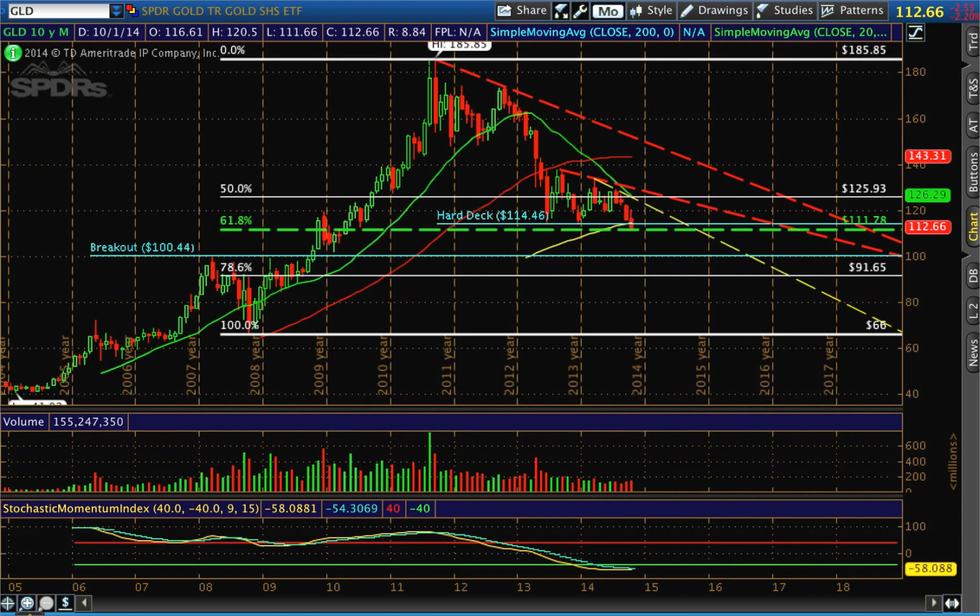So you can see from here, this was the financial crash. The move was from basically 100 down to 66, and then after that there was a steady and increasing rise in gold that came up to the 185.85 level.